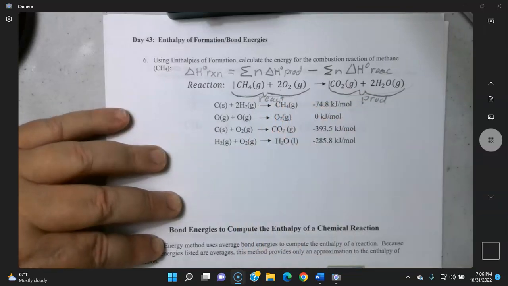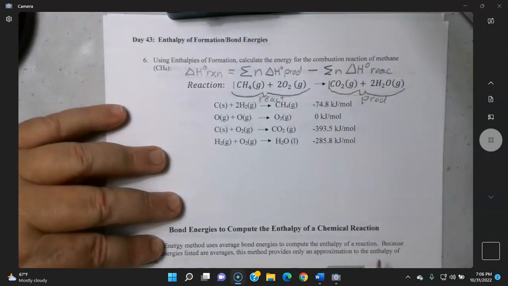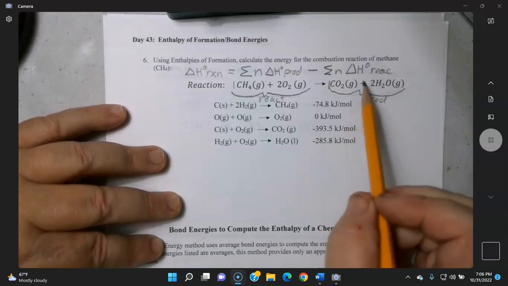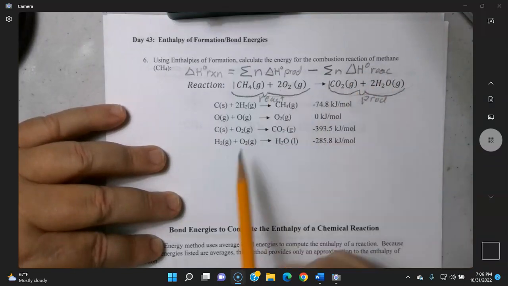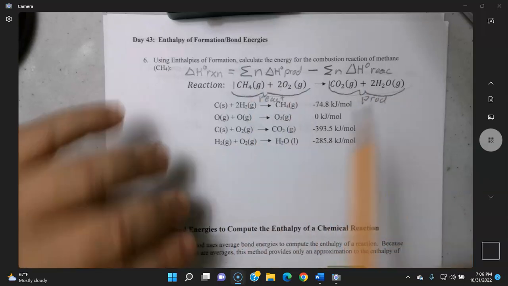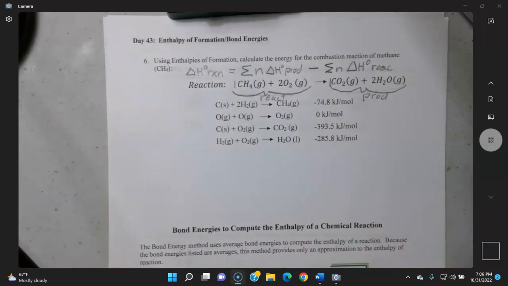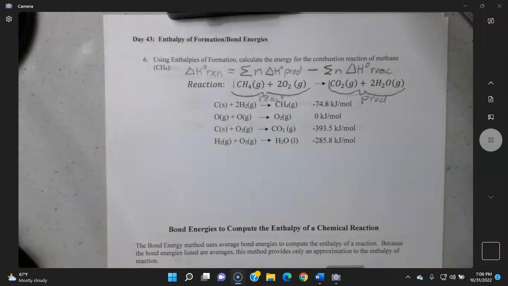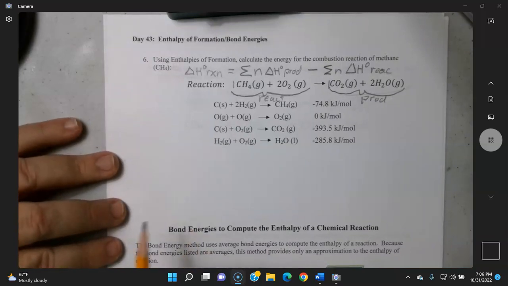Okay, so what you're going to do is line these up so that the products are over on the left side of the math equation and the reactants are on the right. So you're going to kind of switch them around. That confuses students sometimes. They make mistakes about which side it goes on. Okay, so here we go.